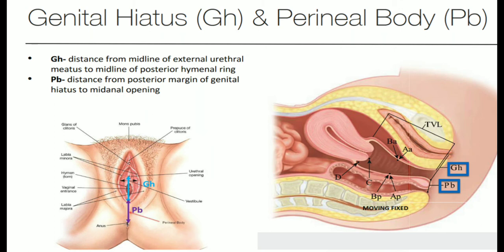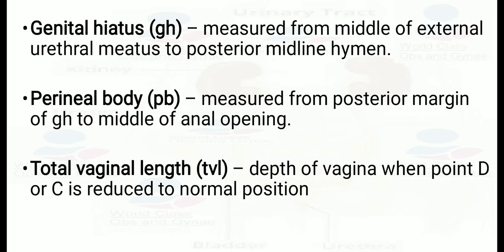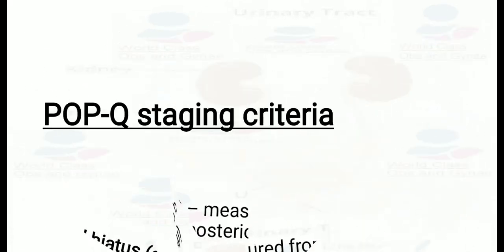Genital hiatus is the distance from the midline of the external urethral meatus to the midline of the posterior hymenal ring, and perineal body is the distance from the posterior margin of the genital hiatus to the mid-anal opening. Genital hiatus is measured from the middle of the external urethral meatus to the posterior midline hymen, and perineal body is measured from the posterior margin of the genital hiatus to the middle of the anal opening. Total vaginal length is the depth of the vagina when points D and C are reduced to the normal position.